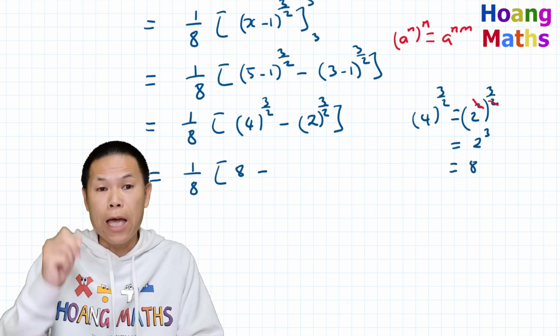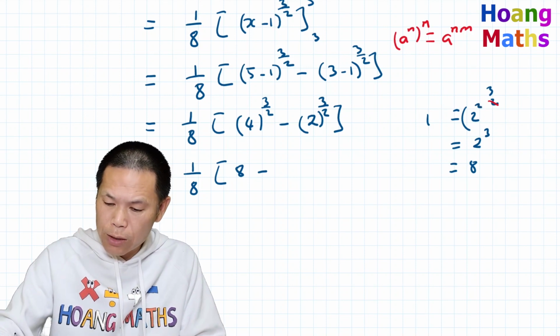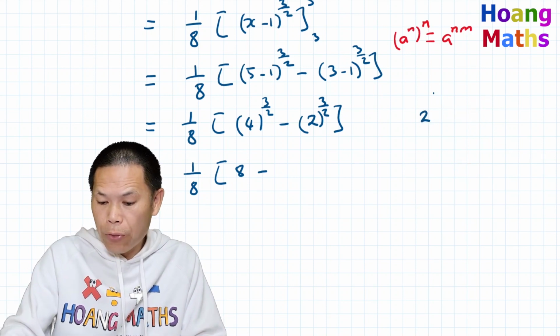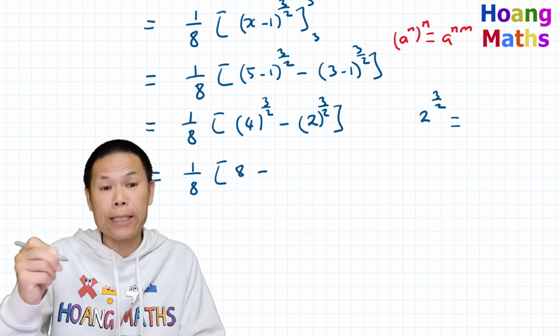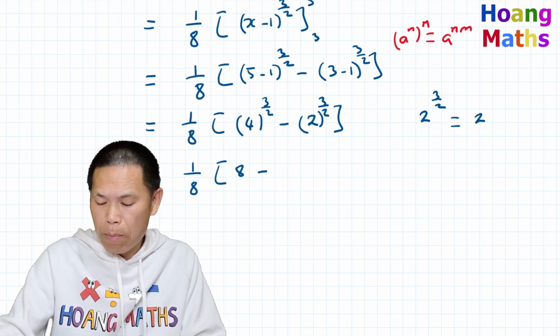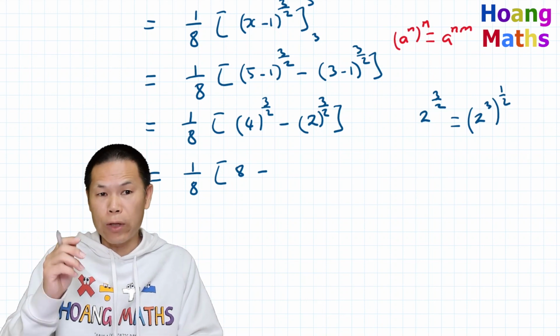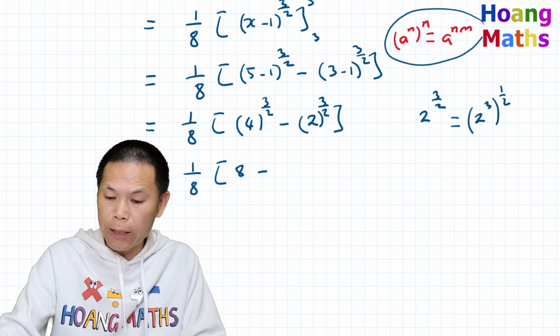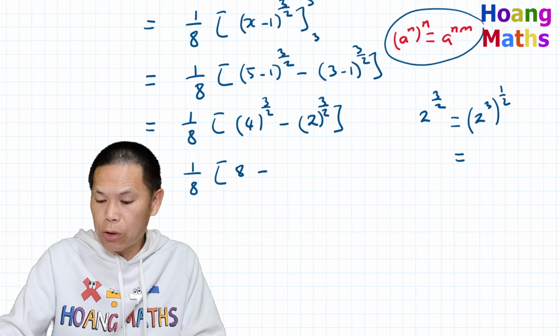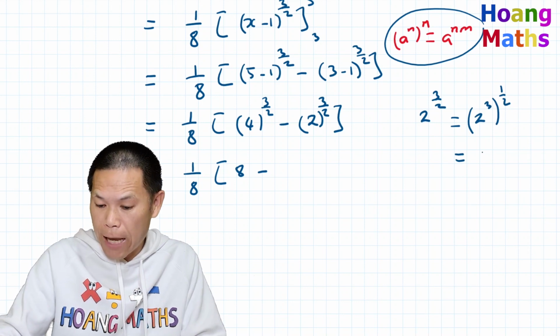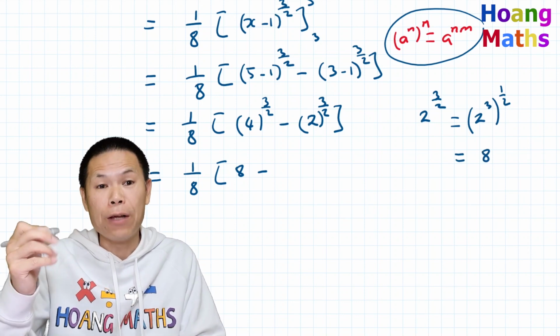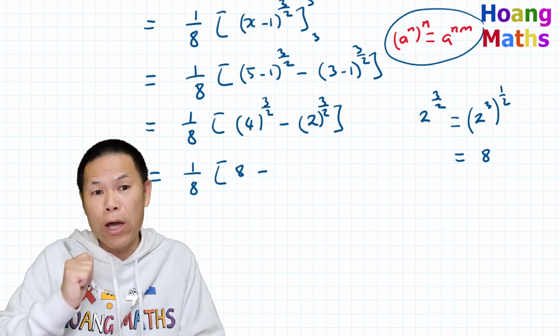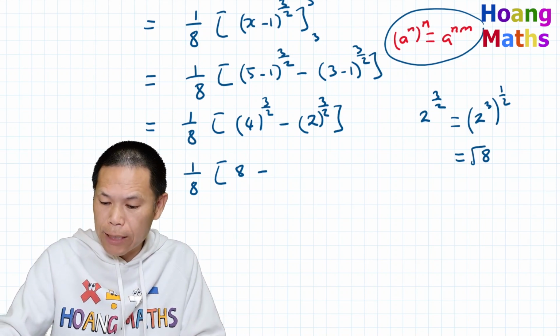We minus. Again, let me clear this first. 2 to the power of 3 over 2 is exactly the same as 2 to the power of 3, to the power of half, if you like. That's what that meant. Okay, we're using this rule again. So now that becomes 2 to the power 3, which is 8, to the power of a half. But don't forget, power half is square root. So it's exactly the same as this.